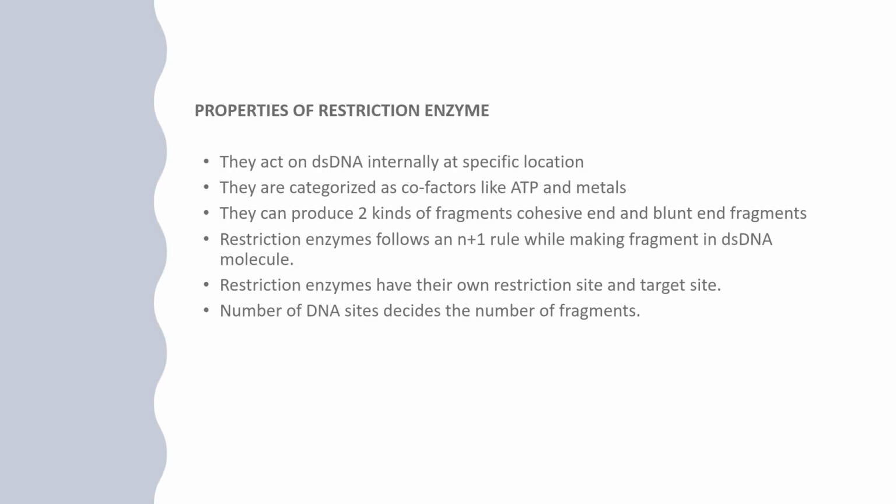And now we'll discuss the properties of restriction enzymes. Restriction enzymes act on double-strand DNA internally at specific locations, and they are categorized by cofactors like ATP and metals. They can also produce two kinds of fragments, cohesive end fragments and blunt end fragments. Restriction enzymes follow the N+1 rule while making fragments. They have their own recognition site and target site. The number of DNA sites decides the number of fragments.